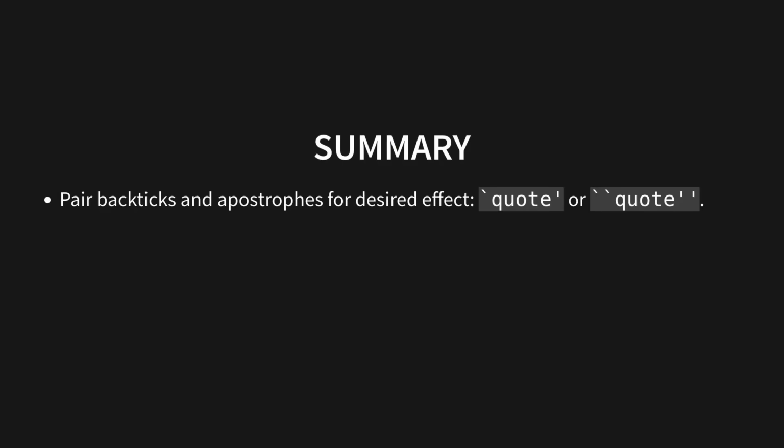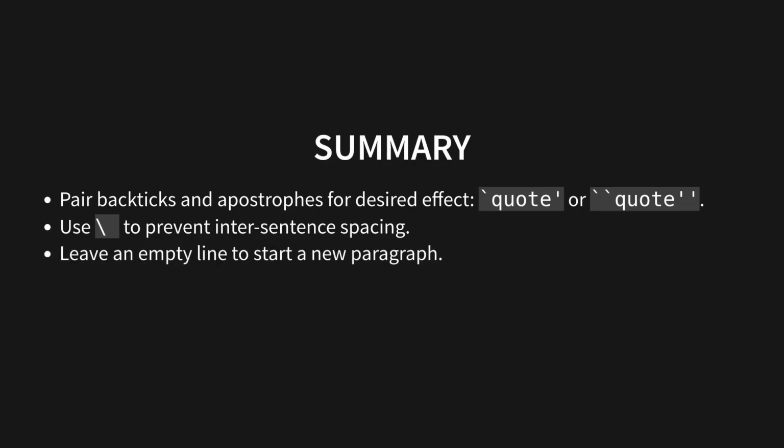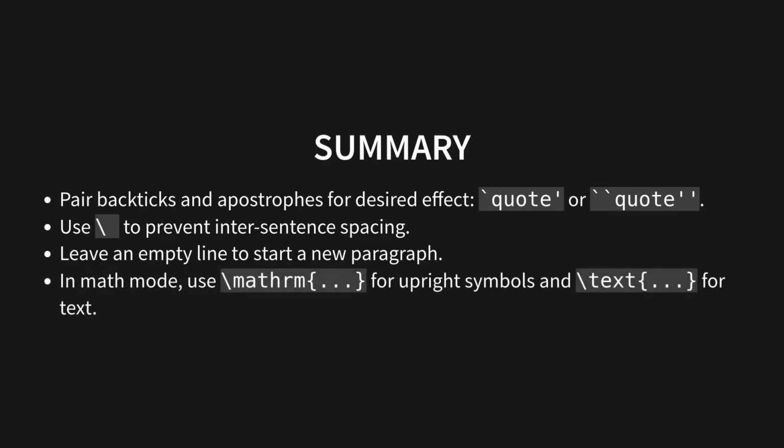To summarize, we can pair backticks and apostrophes to achieve both single and double quotation marks. We can use backslash with a space to prevent intersentence spacing. We should leave an empty line in order to start a new paragraph. We should use the command \mathrm for upright symbols and the command \text for text.